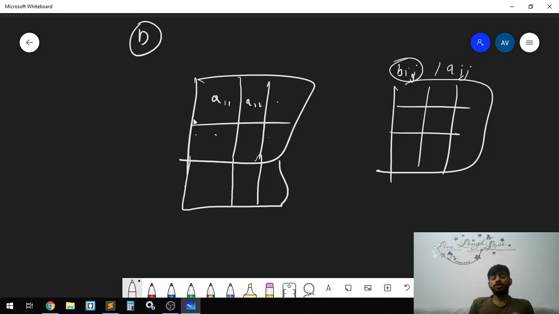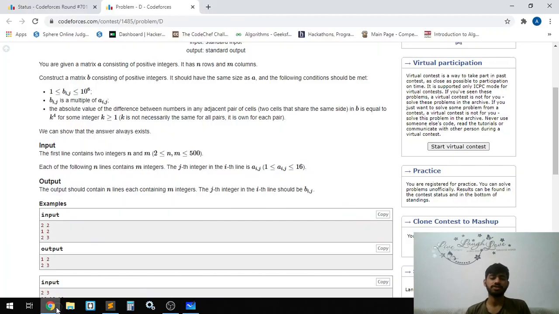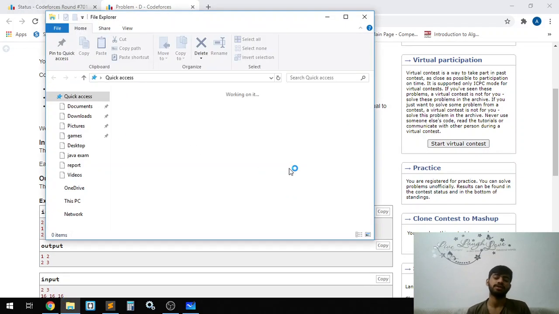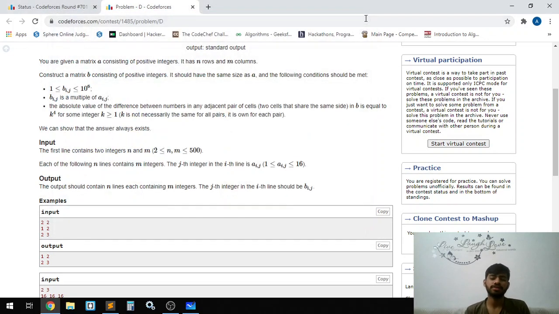Before jumping to the question, let's see what the constraint says. The constraint just says that a of ij is at most 16. After seeing this, we should always note that if the constraints are too small, then we must extract something from this opportunity.